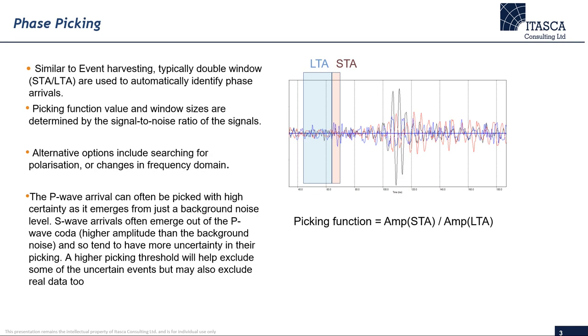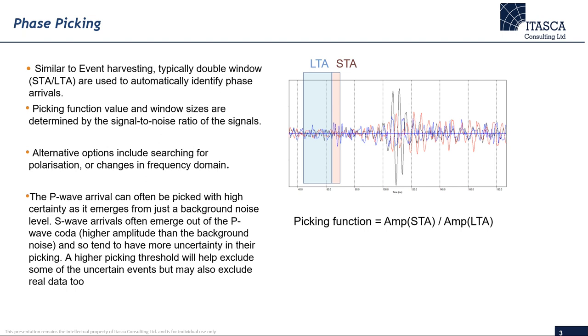InSite has tools for an automatic picking of both phases, both the P and the S wave phases, as well as the capability for manual adjusting or manual picking of these arrivals.